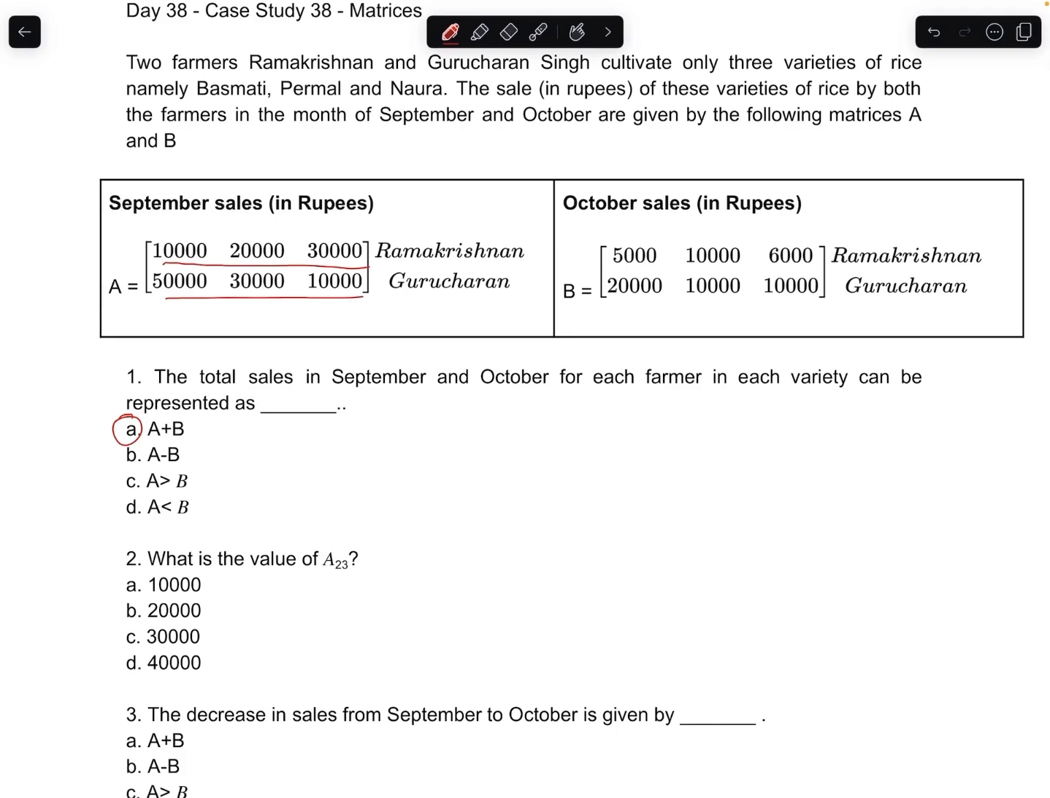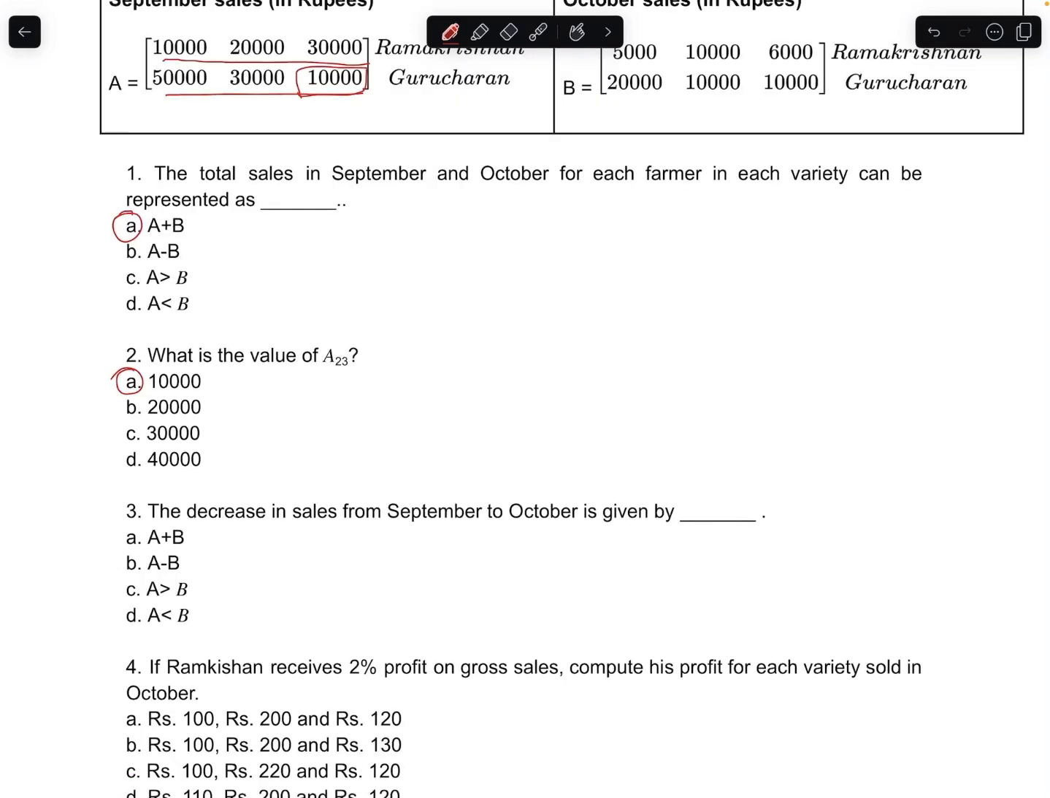Question 2. What is the value of A23? That is second row and third column, which is 10,000. Answer is option A.